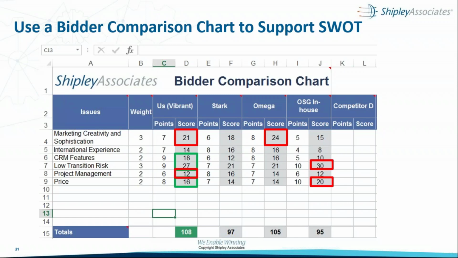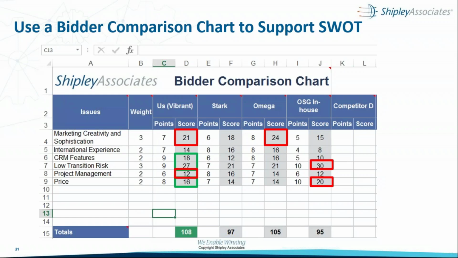So I put some red boxes here around areas that are concerning when developing our win strategy. We're only scoring 21 on marketing creativity and sophistication, item number 4 there, where one of our competitors has a 24. We better maybe think about that when we're thinking win strategy. Areas where maybe we have advantages that we ought to leverage. Mark talked about leveraging our advantages. You can see line 6 and 7 then, our features, our low risk. We're scoring higher than competitors. Good. Let's focus on that.